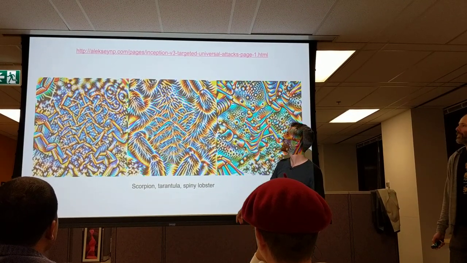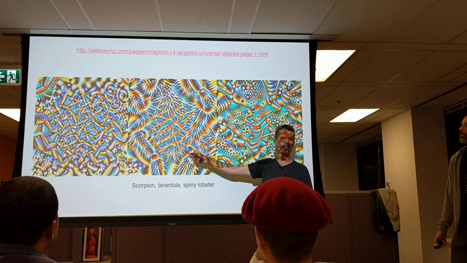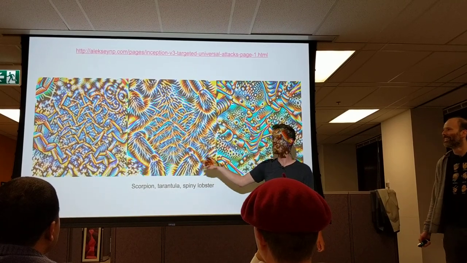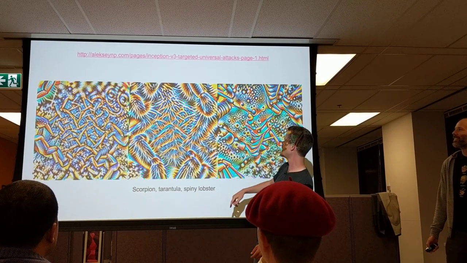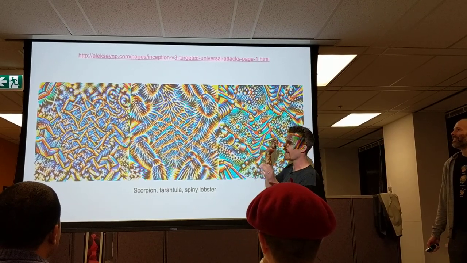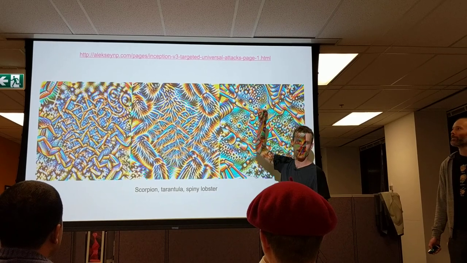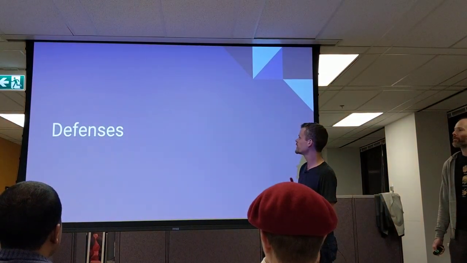So I did. And if you go to that link, I created one of these for every single class in ImageNet. And they're super fun to look at. These are the creepy ones. So we have scorpion and tarantula and spiny lobster, and you name it, it's in there, page after page, 1,000 of them. Take a look.